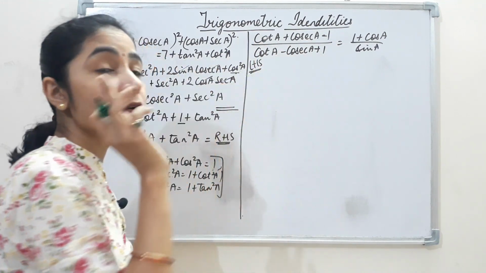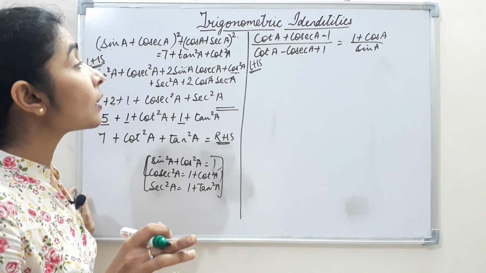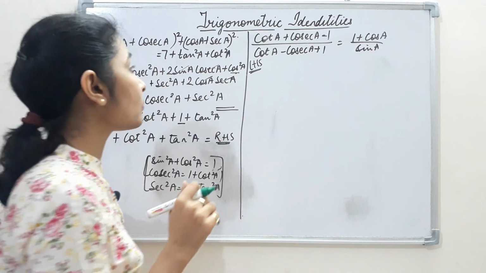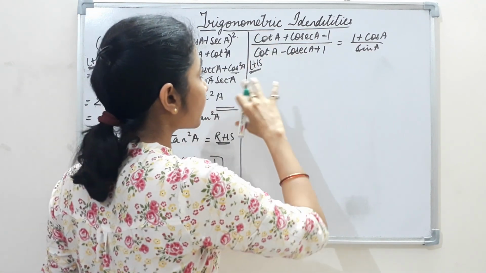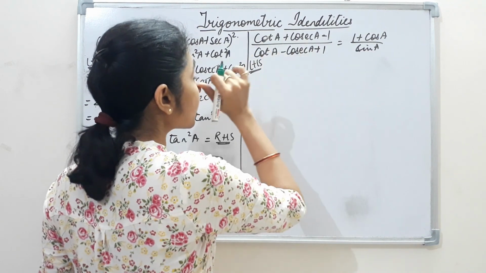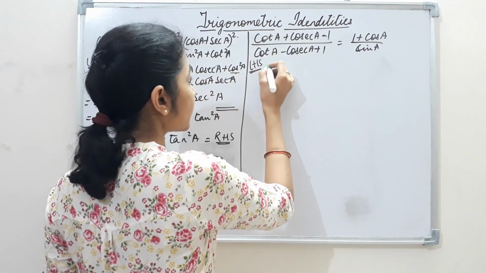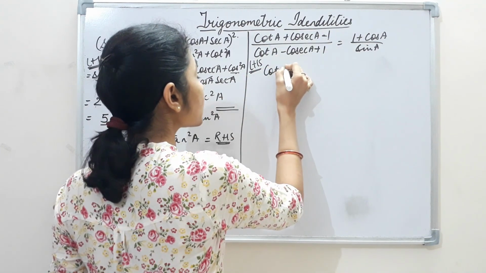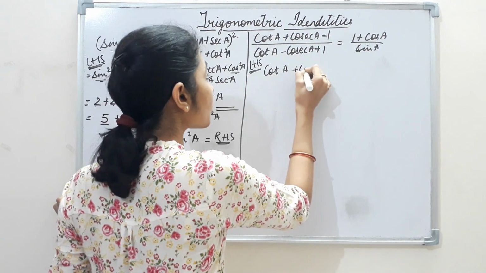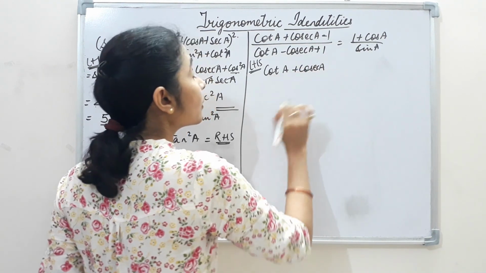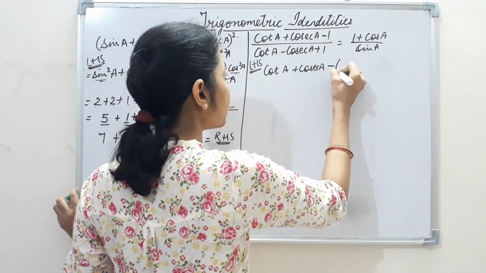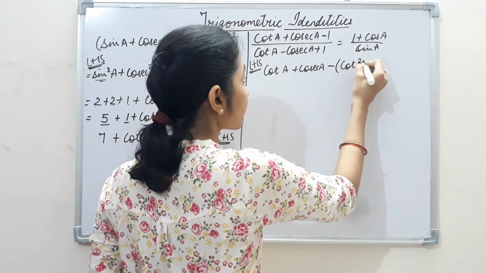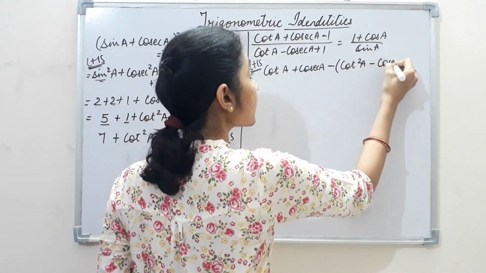Cot square A minus cosec square A is equal to 1. Okay, sorry, cosec square A minus cot square A is equal to 1. I just spoke the inverse of it. So we will change this one into cosec square A minus cot square A. Rest of the equation remains as it is, cot A plus cosec A. And this one, I am outside the bracket, I'll put this negative sign, and here I get cot square A minus cosec square A.